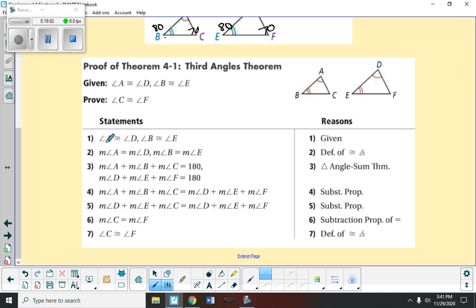And if angle A and D are congruent, that means the measures are equal. And if B and E are congruent, those measures are equal. That's the definition of congruent. If they're congruent, they're equal.